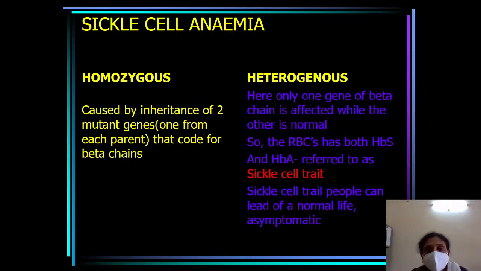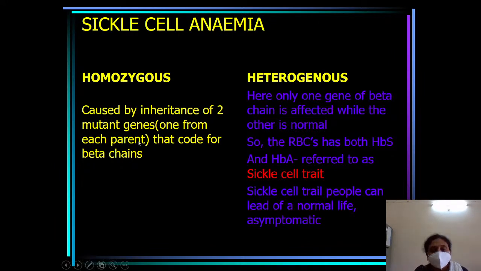So in heterozygous, 50% of the hemoglobins are normal HbA, and 50% of the RBCs contain HbS, because only one gene is affected in this group of people. This is referred to as sickle cell trait. Sickle cell trait means 50% normal, 50% HbS. These sickle cell trait people are asymptomatic. They can lead a normal life, because 50% of the RBCs have normal hemoglobin.